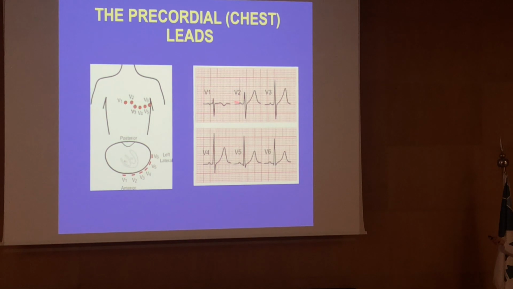You expect the R wave to be bigger across the chest leads. This is normal, just because the activation is going in this direction. So I have a very small R wave in V1, bigger in V2, bigger in V3, 4, and 5, the maximum in V5, and then a little bit less in V6 because V6 is more lateral than V5. Okay? Clear for everybody? This is called normal R wave progression.